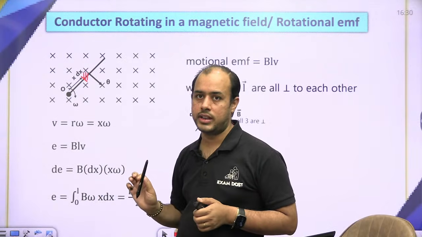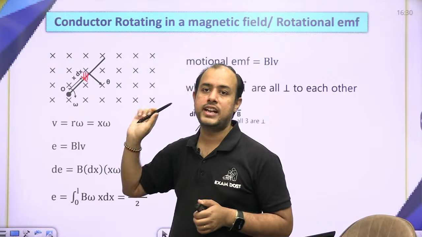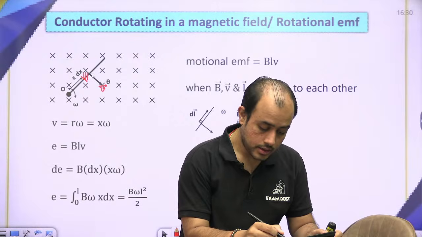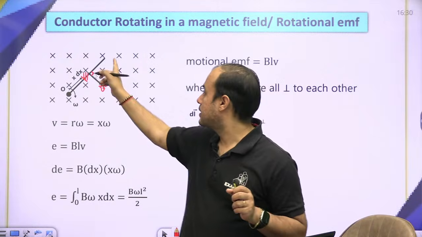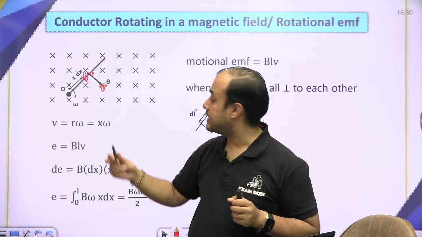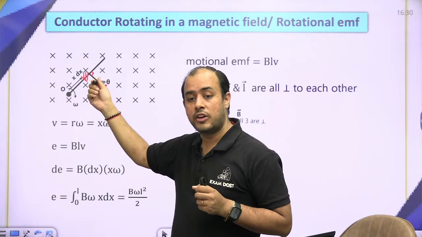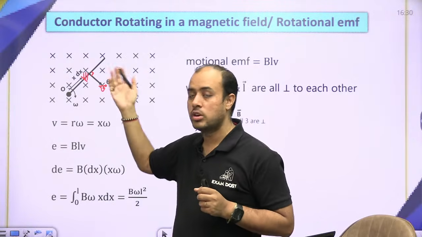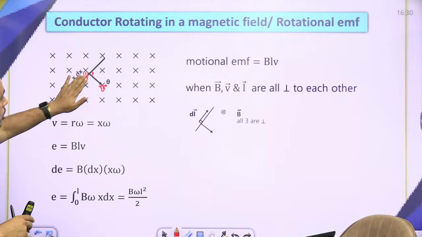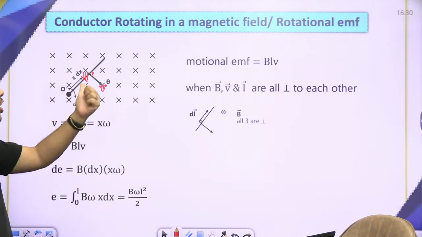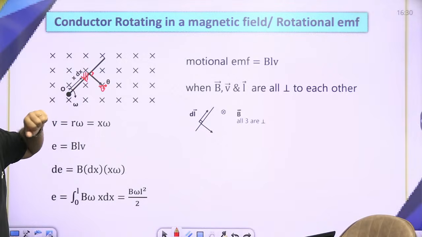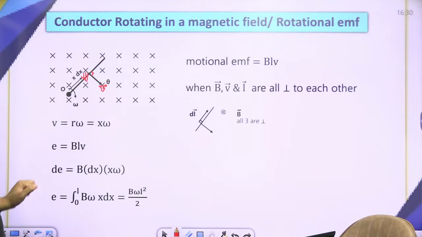तीनों परपेंडिकुलर हैं. कंडक्टर, मैग्नेटिक फील्ड और वेलोसिटी. देखो ना, ये वेलोसिटी है, कंडक्टर के परपेंडिकुलर है. This is the conductor, velocity is perpendicular, and magnetic field is inside the plane of the board. It is perpendicular to both. भाई यहां पे आपको ये नजर आ रहा है कि कंडक्टर और वेलोसिटी आपस में परपेंडिकुलर, और मैग्नेटिक फील्ड तो पूरे बोर्ड के अंदर जा रही है, so it is perpendicular to both of them. So all three are perpendicular.